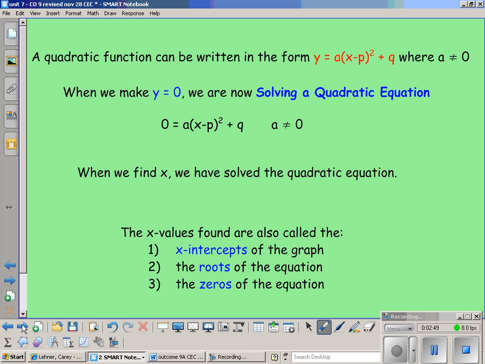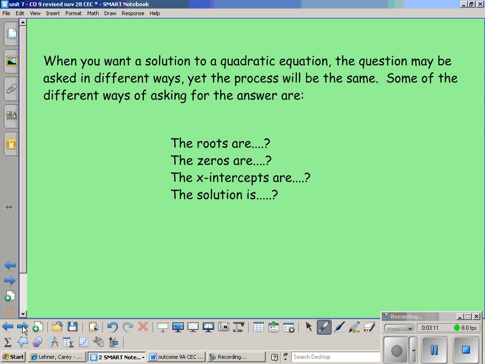A quadratic function can be written in vertex form. When we make y equal to 0, we are now solving a quadratic equation. When we find x, we have solved the quadratic equation, and the x values found are called the x-intercepts, the roots, the zeros, or the solution. So again, you may see the question written in different ways, yet the process is always going to be the same. Some of the ways you might see the question: the roots are, the zeros are, the x-intercepts are, or the solution is. The process is going to be the same for all of these.